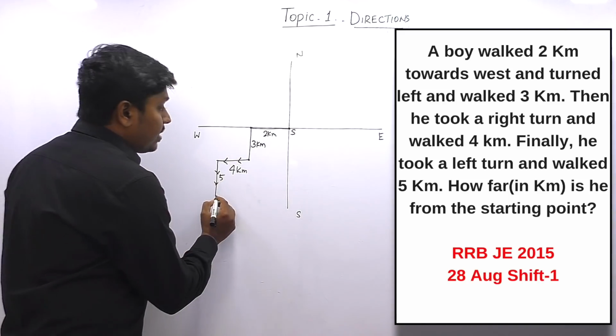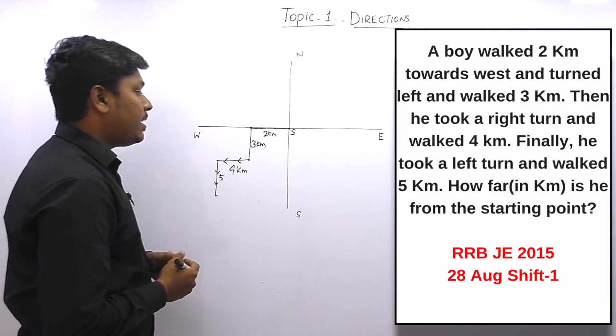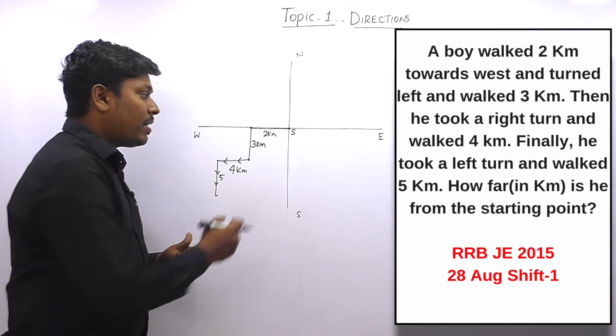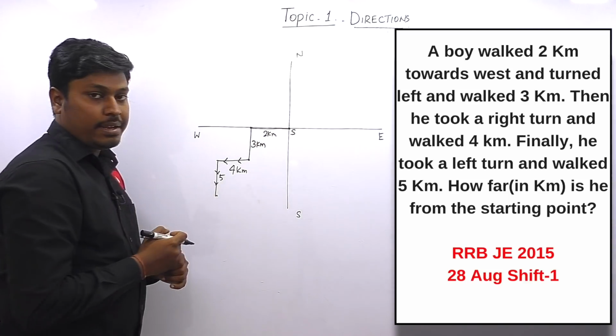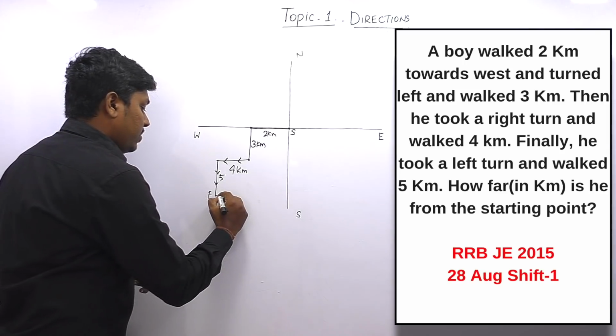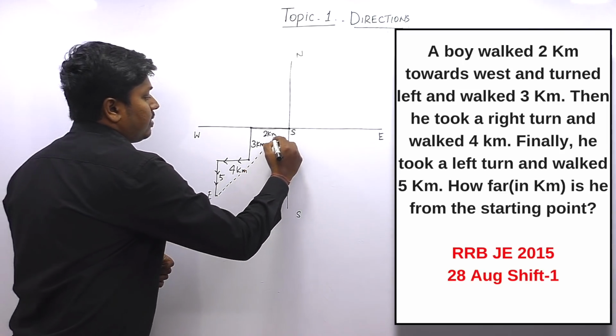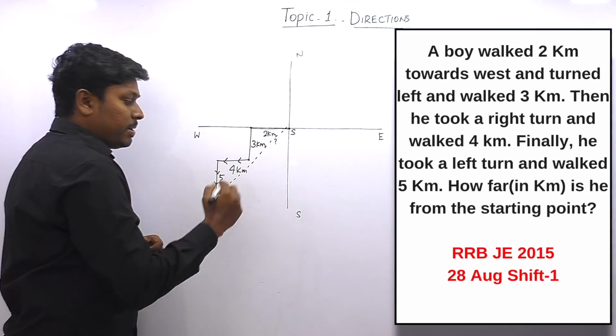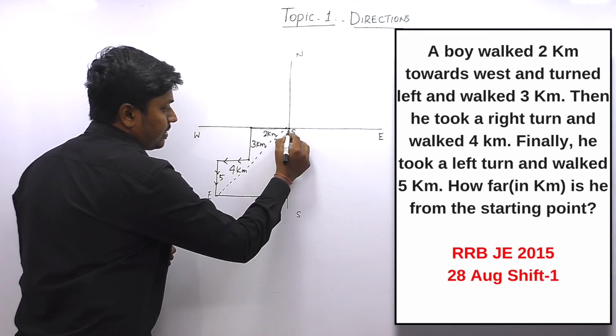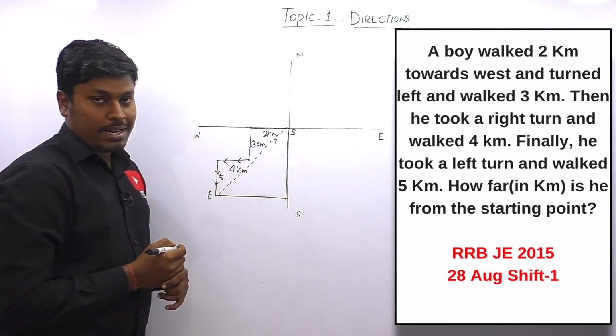So what is the question? How far is he from the starting point? Our target is to find the distance between the starting and the ending point. First, you need to draw a small dotted line here which represents a slope, and step number 2, you need to frame a right angle triangle. So finally we frame the right angle triangle.